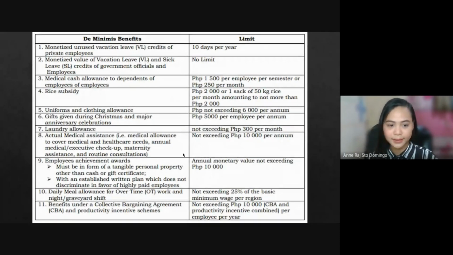Number 10. So, we have the daily meal allowance, especially for OT, the overtime work of employees, especially when their schedule is at night, what we call the graveyard shift. This should not exceed 25% of the basic minimum wage per region. We have a basic minimum wage in NCR, Region 1, Region 2, so it varies. It should not exceed 25% of that value.